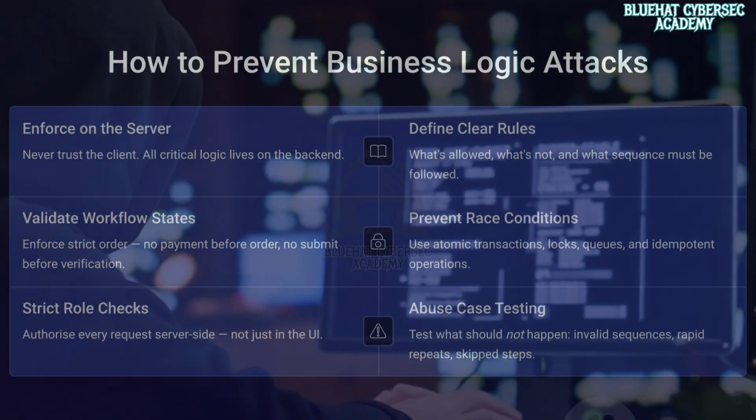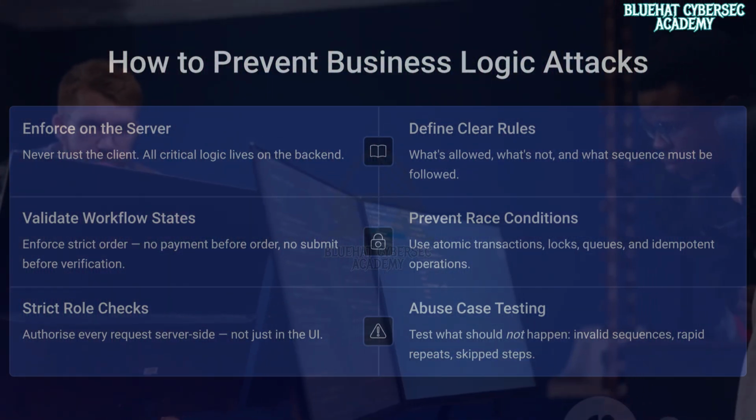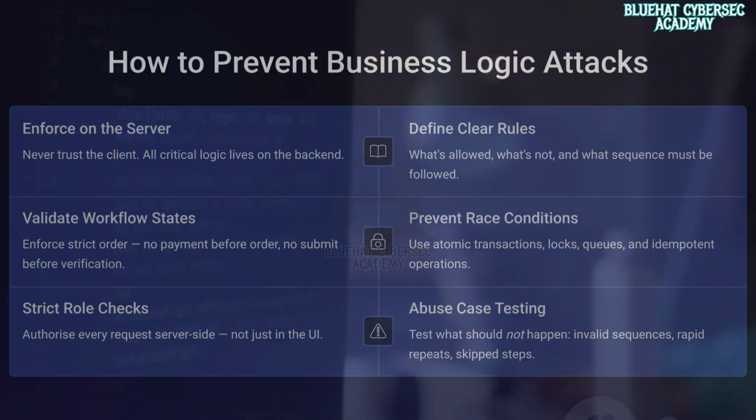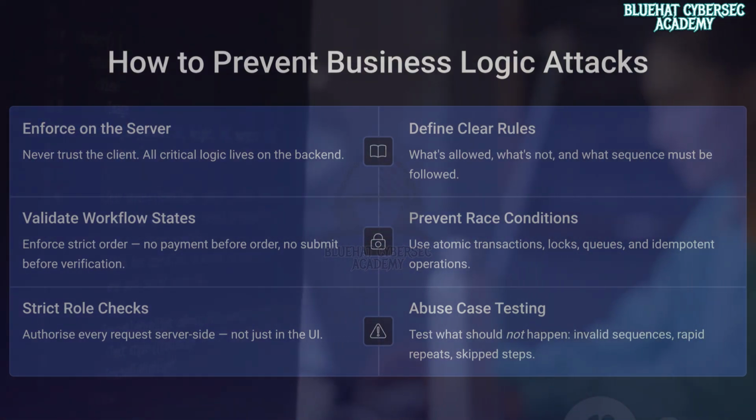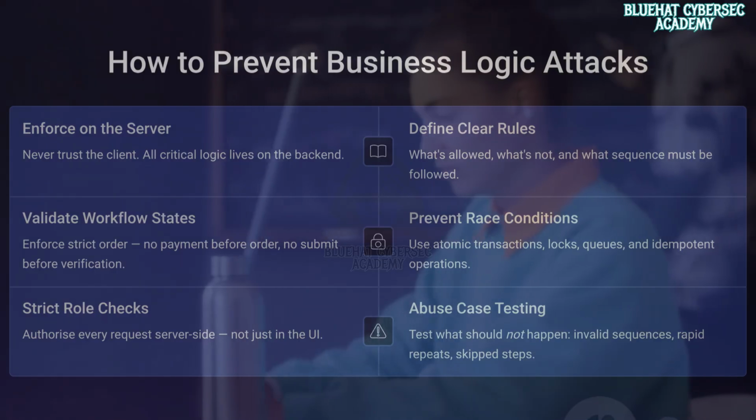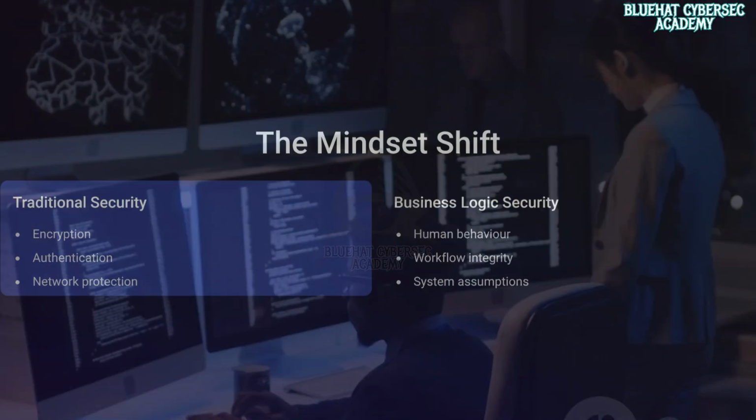And sixth, perform abuse case testing. Don't just test what should happen, test what should not happen. Try invalid sequences, rapid repeated actions, skipping steps, and unexpected combinations.